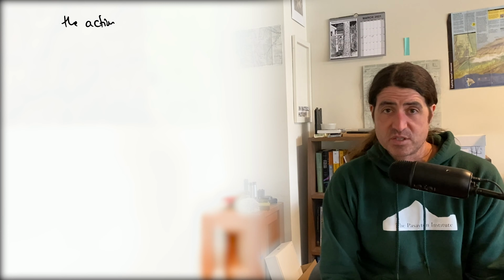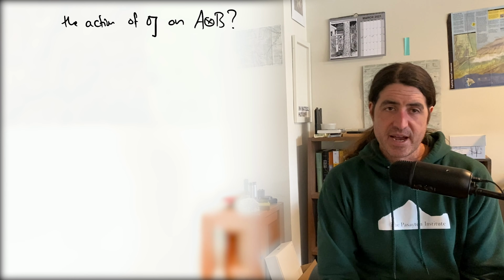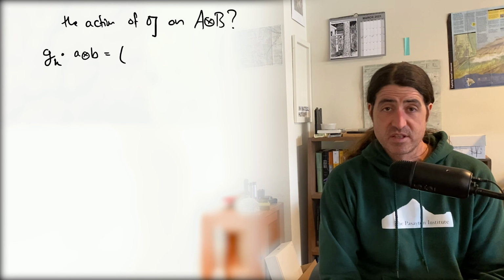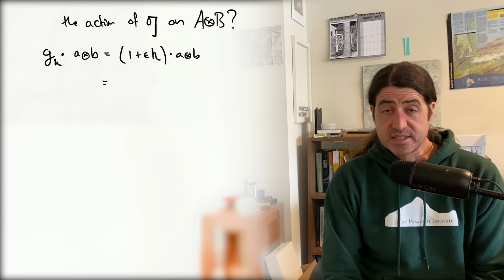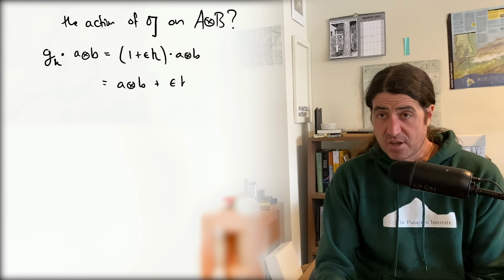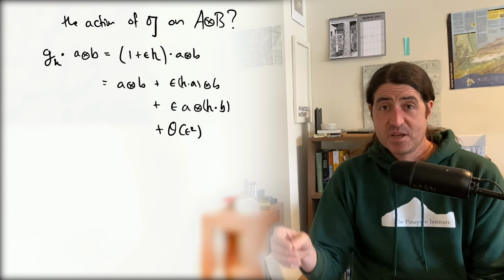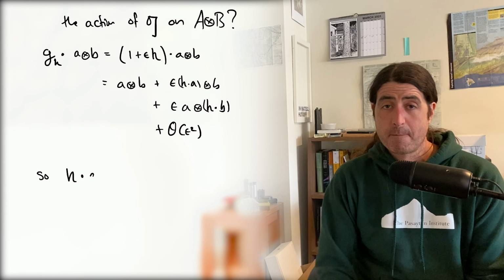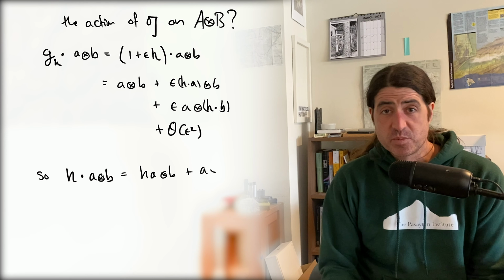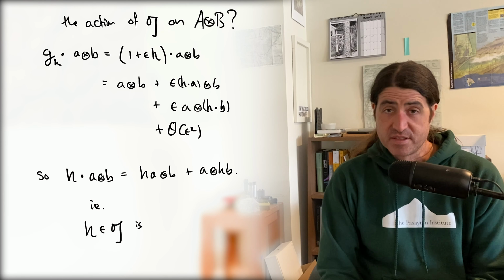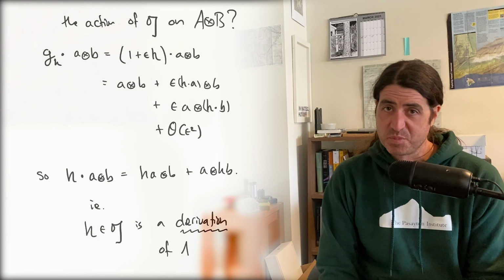So from that perspective, it's pretty easy to see that the action of g sub H on the tensor product of A and B is given by a tensor b plus H on a tensor b plus a tensor H on b. In other words, the Lie algebra acts as a derivation on the tensor product of A and B.